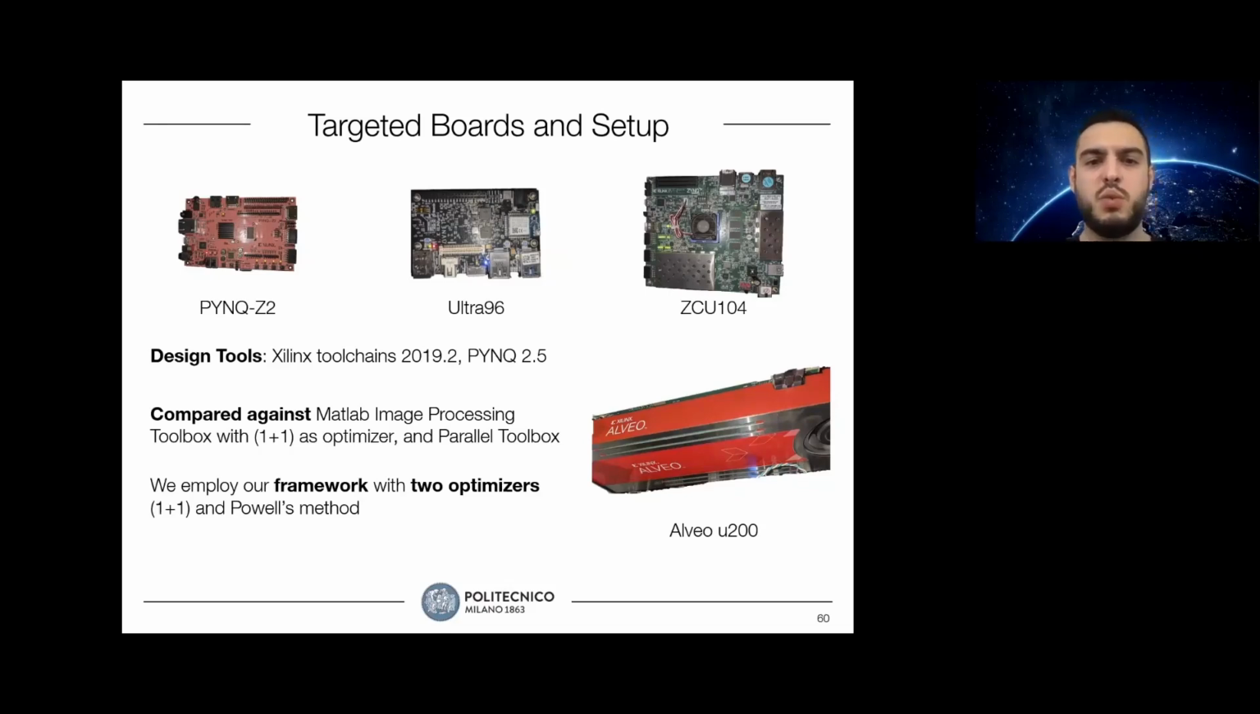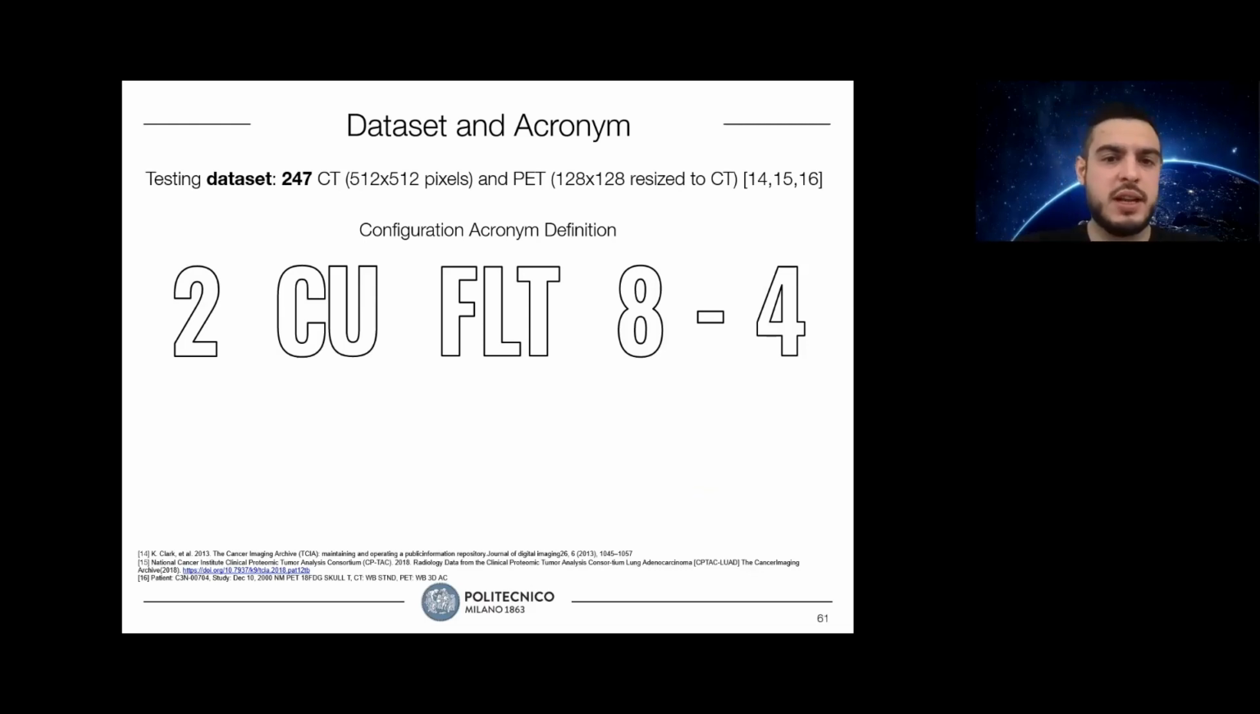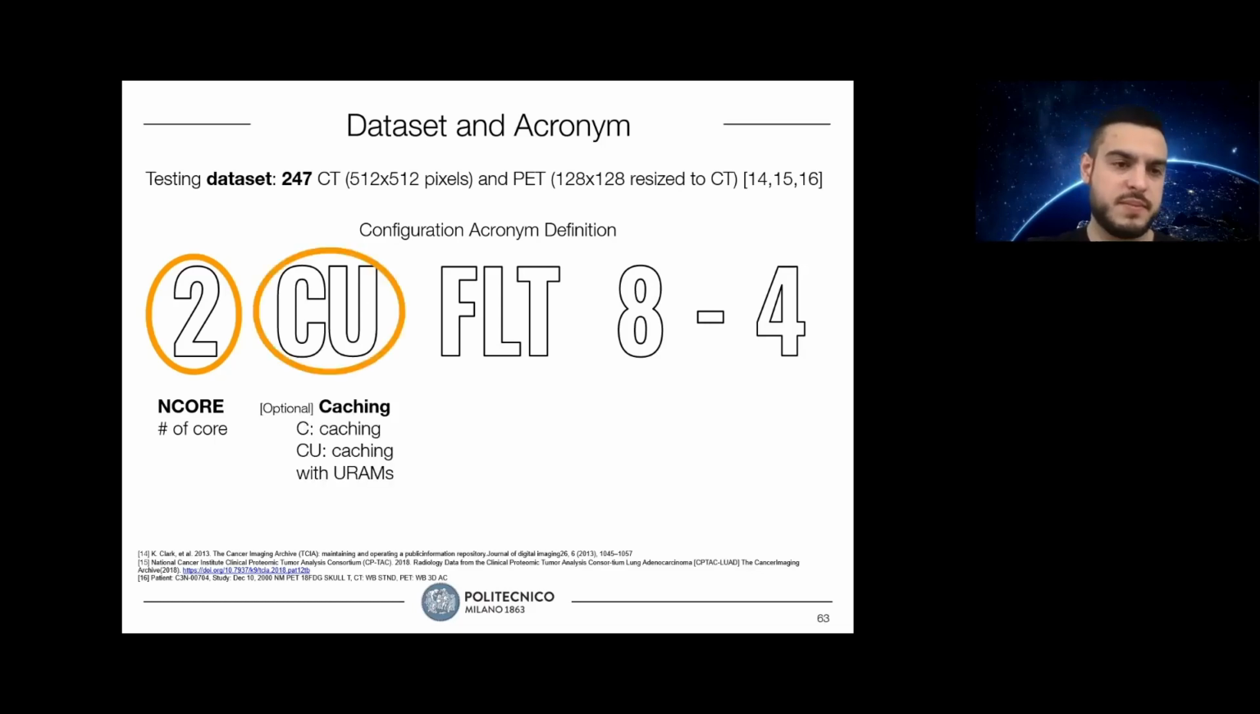On the other hand, we employ our accelerator combined with 2 different optimizers, 1+1 and Powell. As dataset, we employ a stack of 247 medical images for our multimodal use case. On the following results chart, we will employ an acronym that is defined as follows. The first number represents the number of cores.